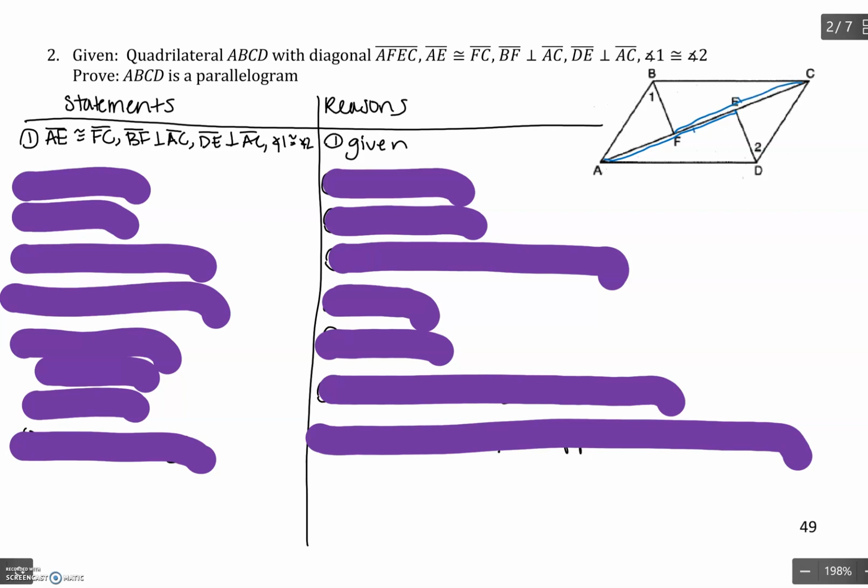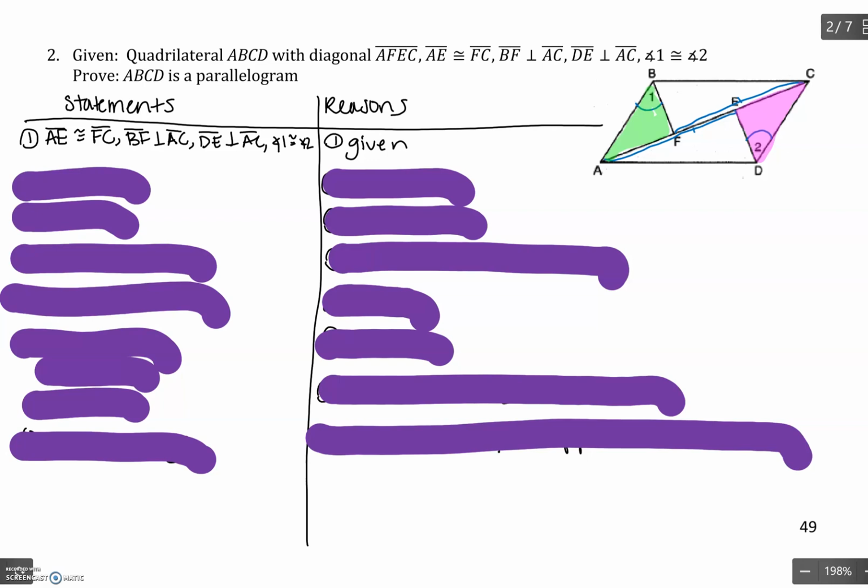Okay, and then we have some perpendicular lines and angle 1 congruent to angle 2. So immediately when I see angle 1 congruent to angle 2 like that, I know that I should probably head towards the triangles that have angle 1 and angle 2 in them because it'll make things a lot easier. So I'm going to try and prove these triangles are congruent to one another.